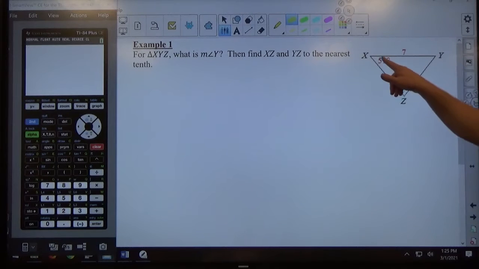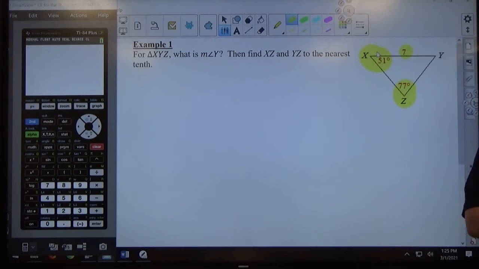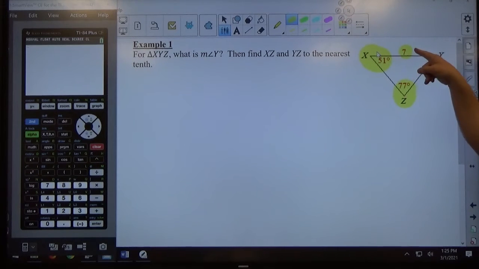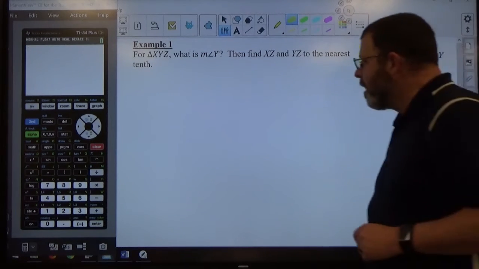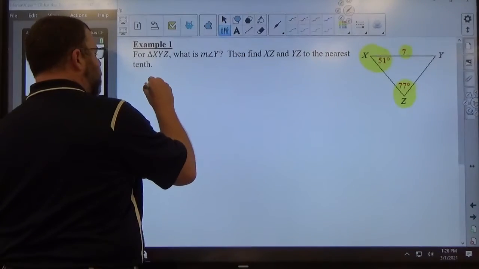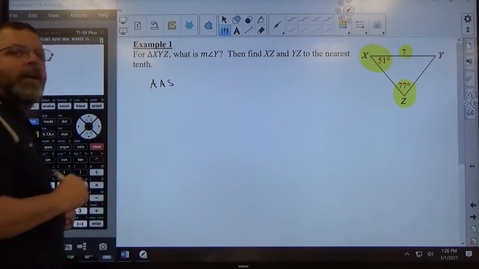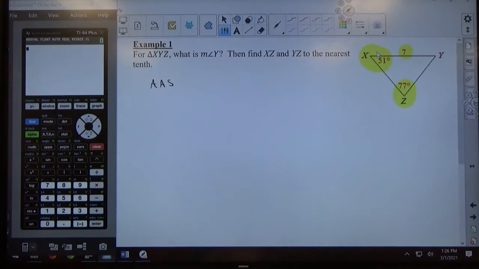All right? You can see here that this angle is 51 degrees. This angle is 77 degrees. And then we have this side, 7. So we're looking at what they're telling me for information. Looking at this picture, can everybody see I've got angle, angle, side? All right, so I want you to write down on your paper what you have, because again, what you're going to use is based specifically on what you're given. So you need to identify that, okay?